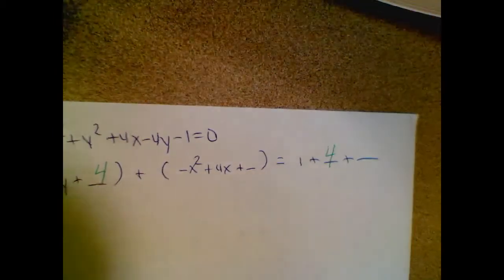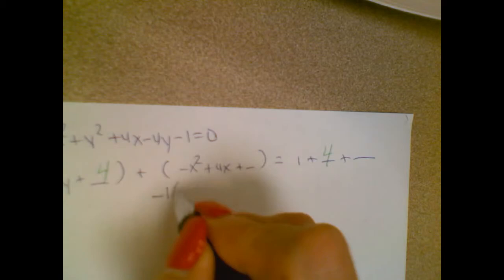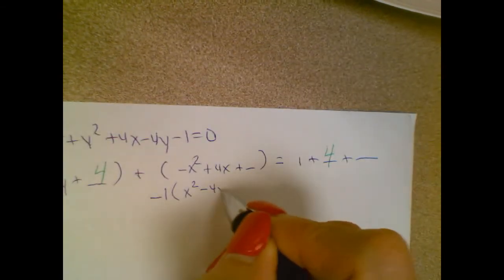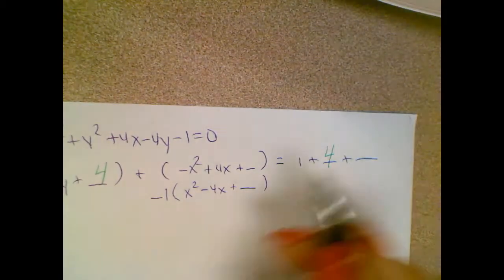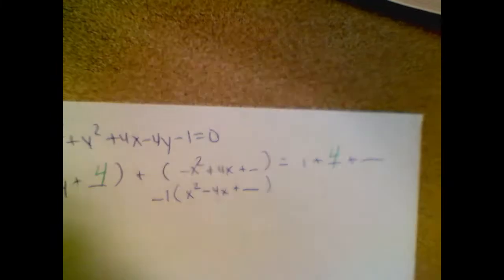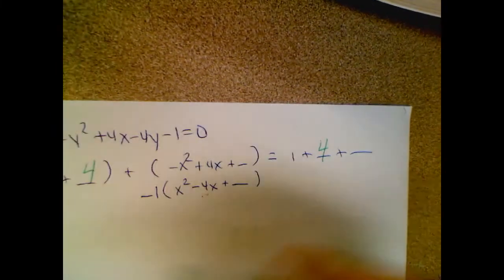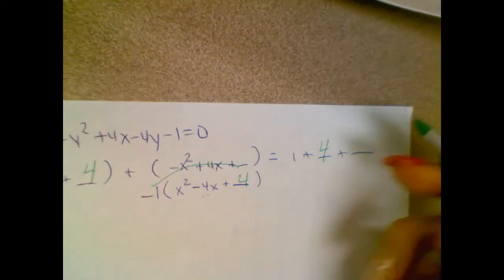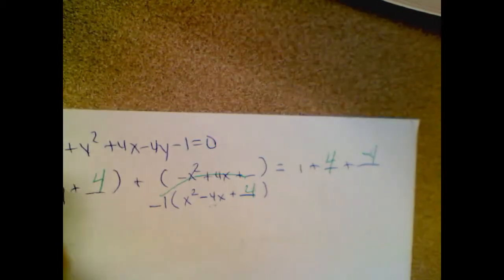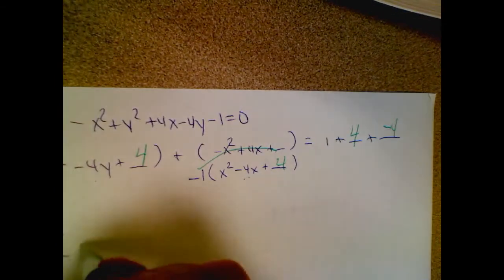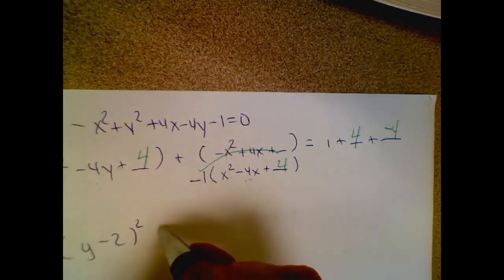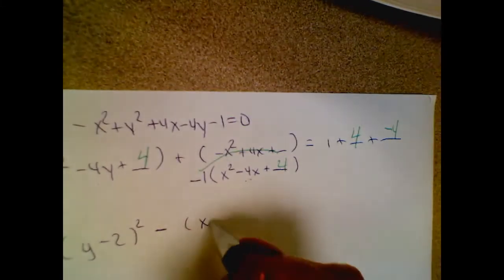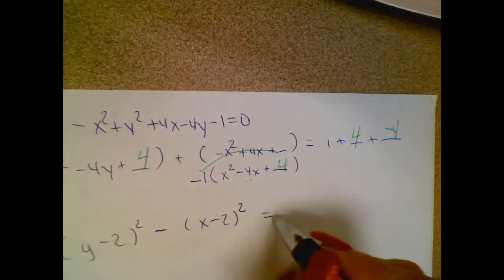Now this one, we're going to have to factor -1 out first. So that makes that x squared minus 4x. So half of -4 is -2, and -2 squared is 4. But we are adding a -4 to the other side. So this one is y minus 2 squared minus x minus 2 squared, all equals 1.